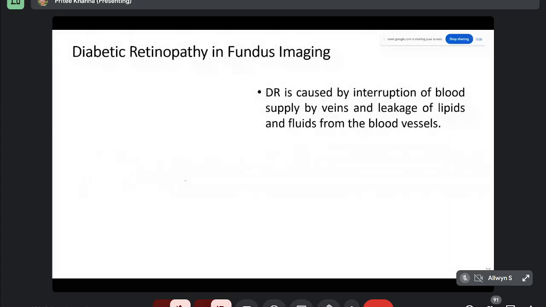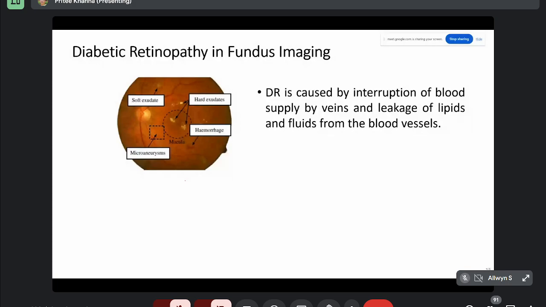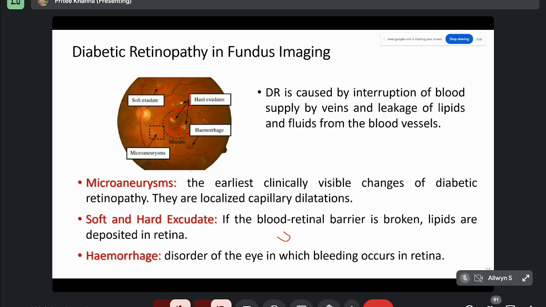But you can see that several symptoms are there. So DR, as I told you, is caused by interruption of the blood supply by veins, and leakage of lipids and fluids from the blood vessels. Here you can see these are the four things: microaneurysms, then soft exudates, hard exudates, and hemorrhage. Where there is leakage of lipids, you can see these are being deposited in the eye, and that is how it is creating problems.